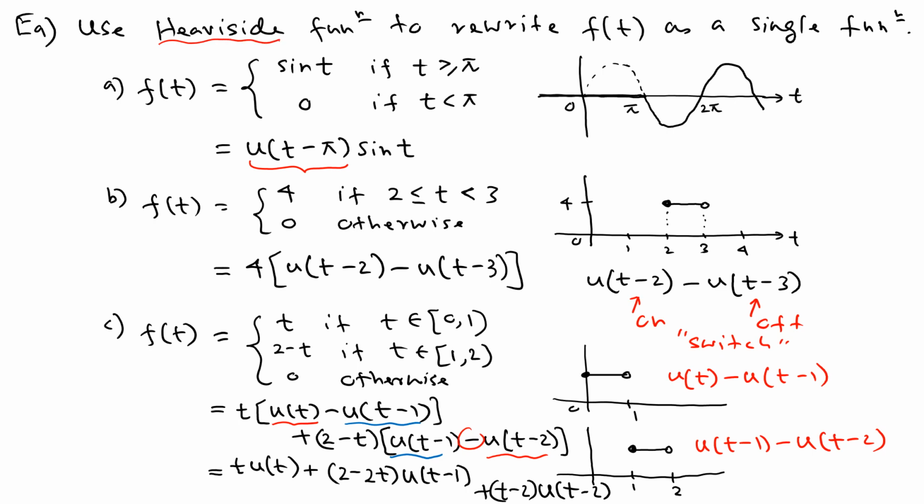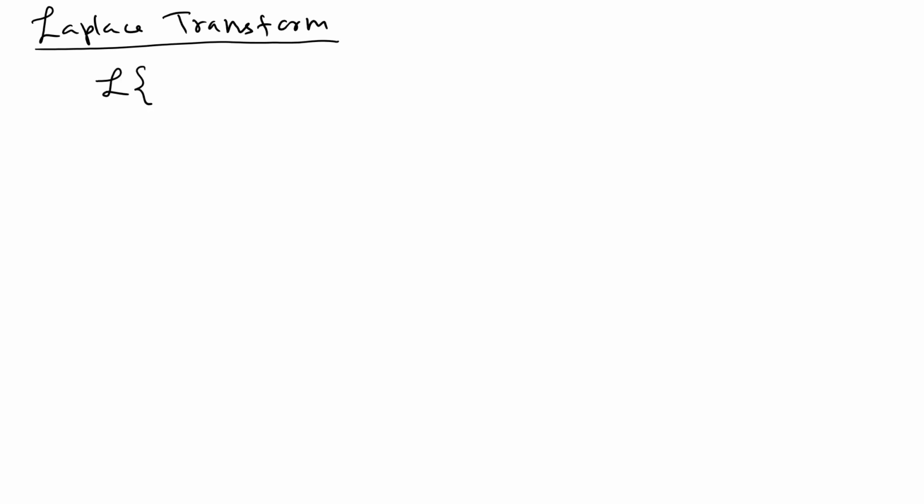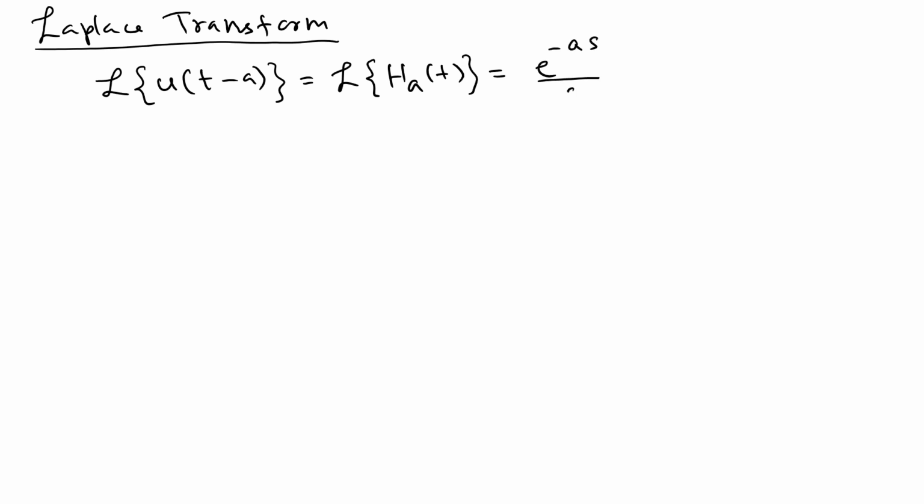So let's look at the transform of the Heaviside function. Let's recall some of the things that we already know. One thing that we already know is the Laplace transform of the Heaviside function that we talked about earlier. It's the same function, the hat function, which is e to the minus as over s.